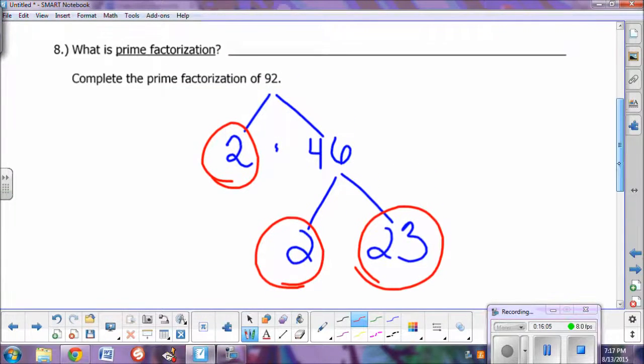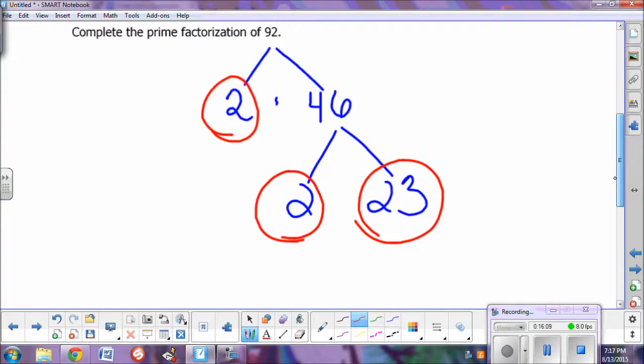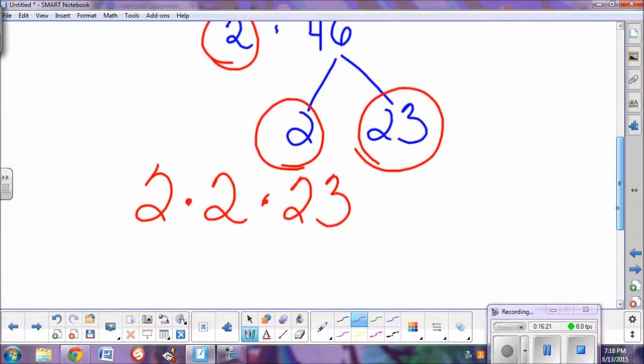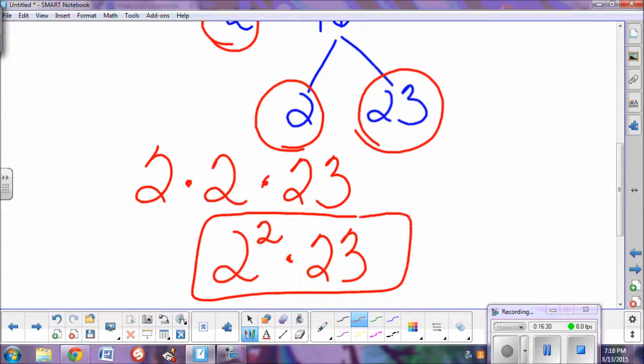So what would be my final prime factorization here? How could I write my final answer? How many 2's do I have? I have 2 times 2 times 23 should equal 92, but let's write this using our exponents. 2 to the second power times 23. There's our prime factorization.